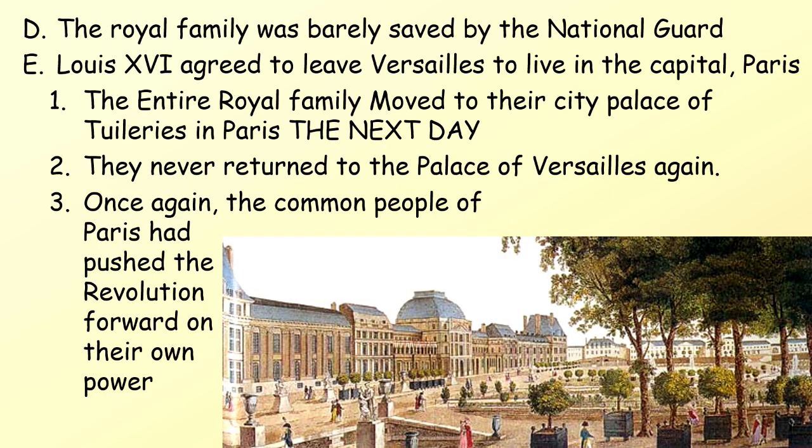The royal family was barely saved by the National Guard, and Louis XVI agreed to leave Versailles and live in the capital, Paris. And the entire royal family moved to their city palace of Tuileries in Paris the next day. And the family never returned to the Palace of Versailles again. Once again, for the second time, the common people of Paris had pushed the revolution forward on their own power.